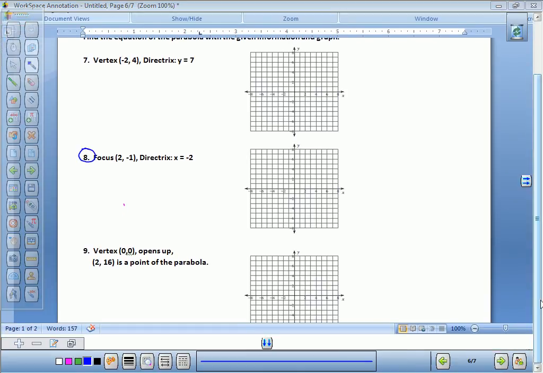All right, let's flip over to the back. We're going to look at number 8. All right, on number 8, I want you to graph what they gave you. Graph what they give you. What do we do? Graph it? Graph what they've given you.